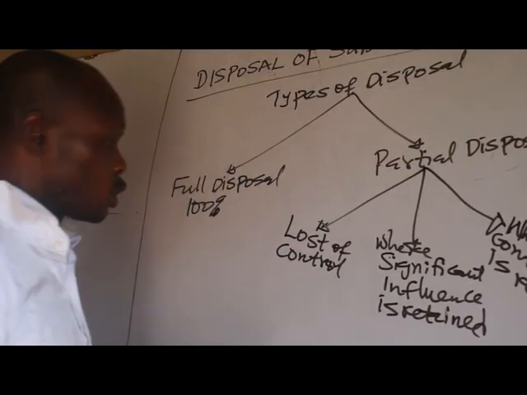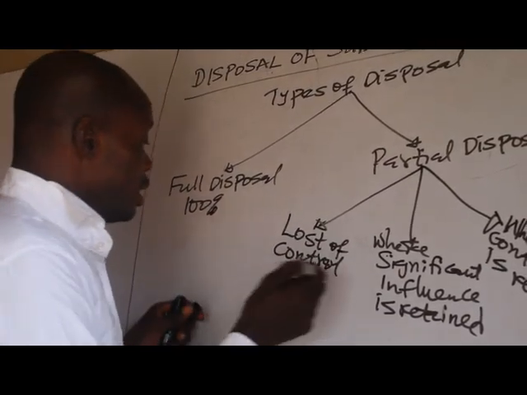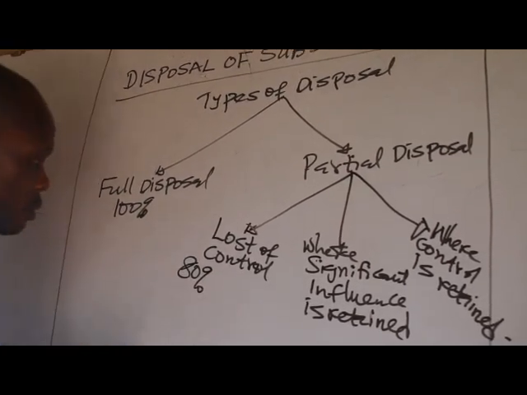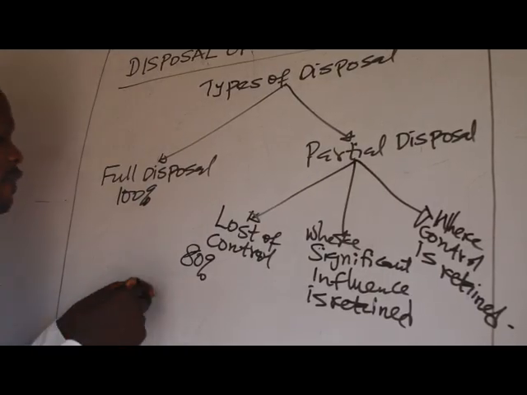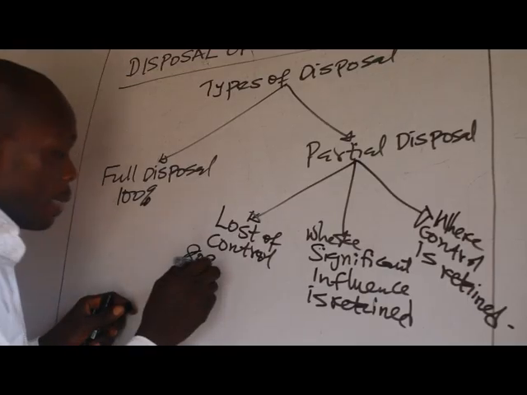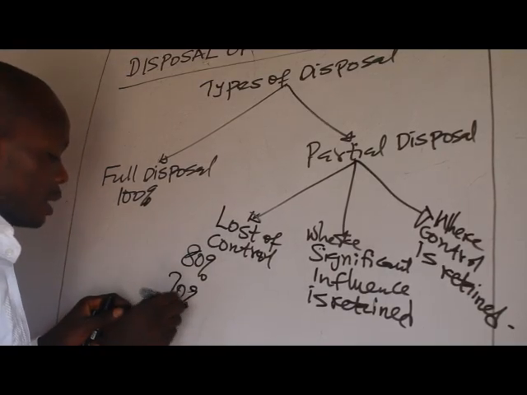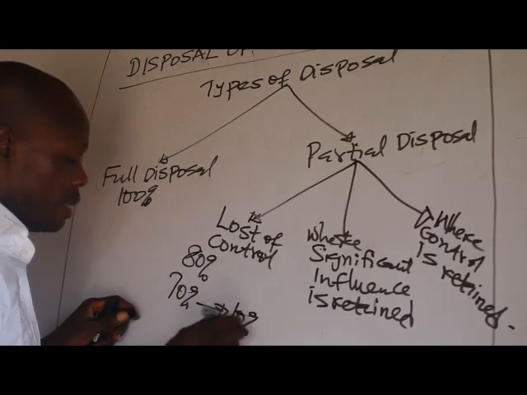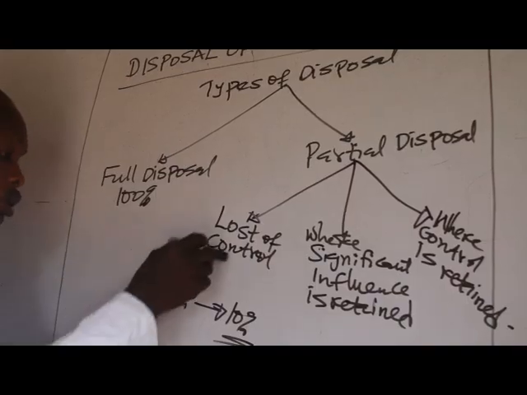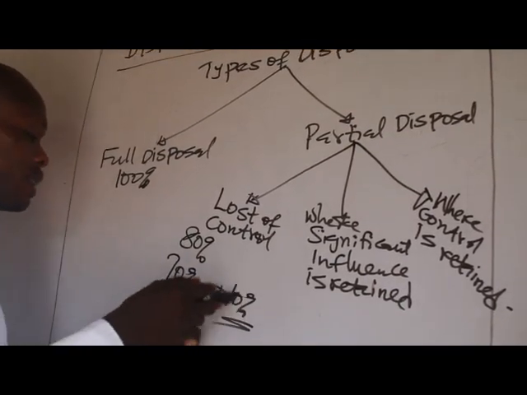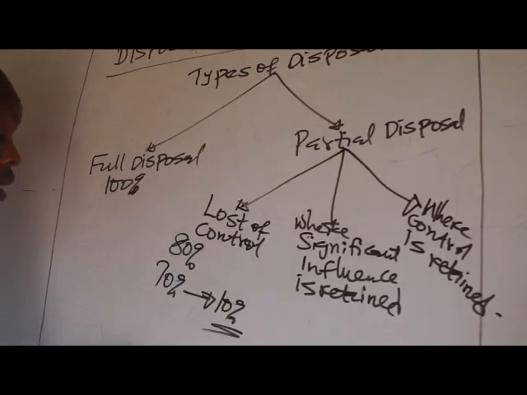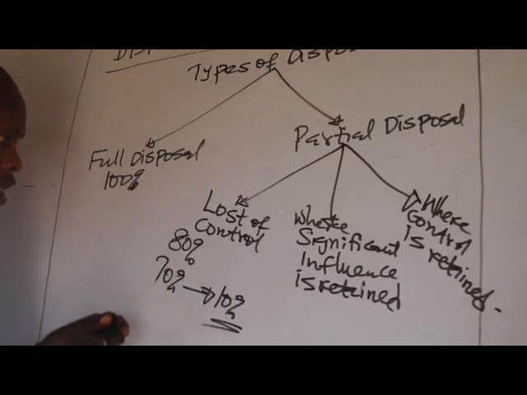Disposal that leads to loss of control, meaning that if the parent company holding in the subsidiary is 80%, the parent company might decide to sell 70% of this. That means if 70% is disposed, then only 10% will be remaining. That is a simple investment. This 10% is not sufficient to give the parent company control of the subsidiary again. So that is where control is lost.